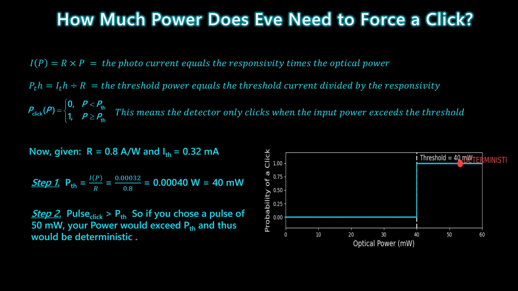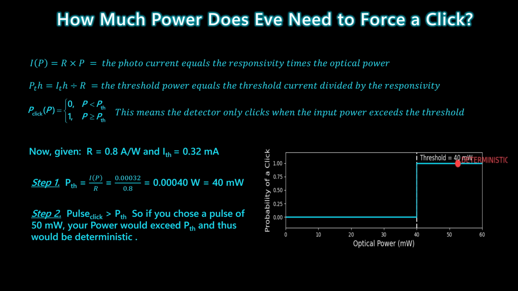When the detector is operating in a blinded classical mode, this threshold becomes extremely sharp. Anything below the threshold gives no click at all, and anything above it produces a deterministic click. So Eve's entire goal is simply to exceed that threshold. Let's work through a real example.